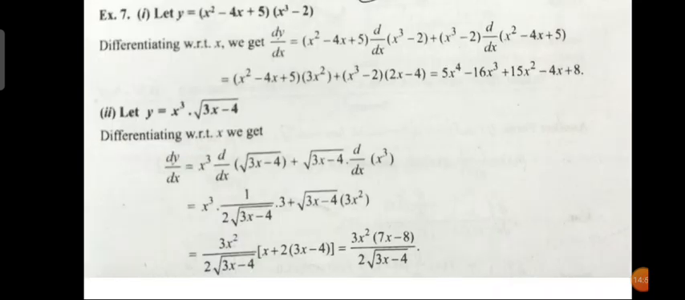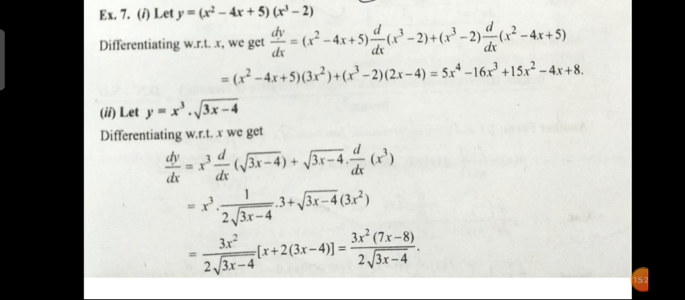According to this, two questions have been given for you. x square minus 4x plus 5 into x cube minus 2. Here the first function is x square minus 4x plus 5, and the second is x cube minus 2. So for u into v, it is u into dv by dx plus v into du by dx, that is x square minus 4x plus 5 into d by dx of x cube minus 2, plus x cube minus 2 into d by dx of x square minus 4x plus 5. Yes, and find the derivative.